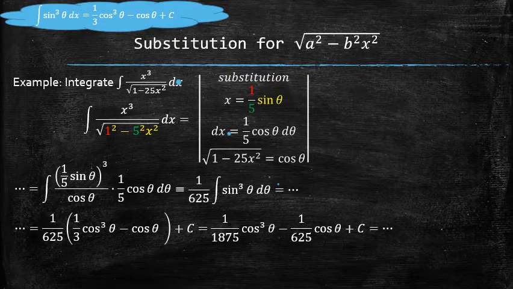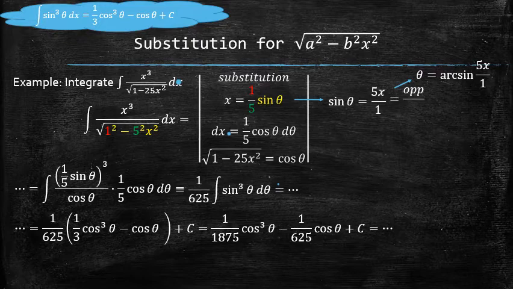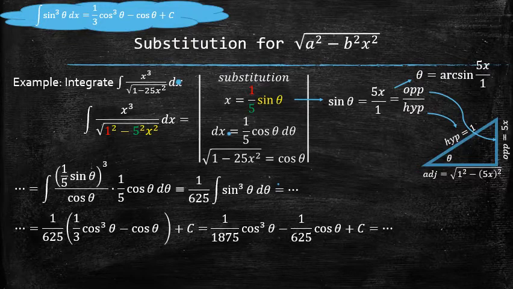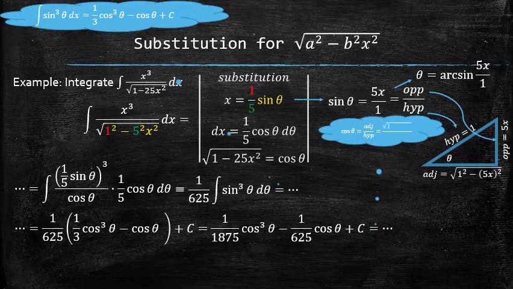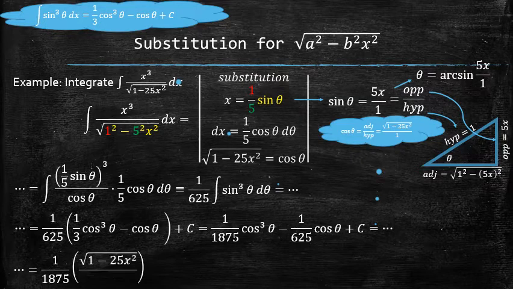To finish the process, we need to replace theta with the original variable. To find theta, we consider the substitution and isolate theta by applying the arcsine function to both sides of the equation. To find the cosine of theta, we construct the reference triangle for angle theta, find the missing adjacent side using the Pythagorean theorem, and use the definition of the cosine to express it in terms of x. We finish the process by replacing theta and cosine of theta with the expressions in terms of x and simplifying the result.